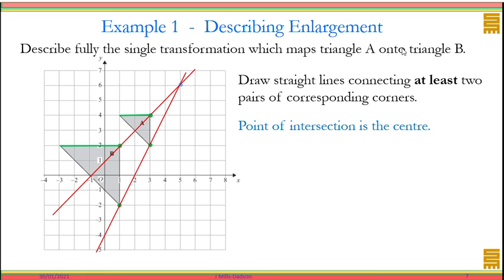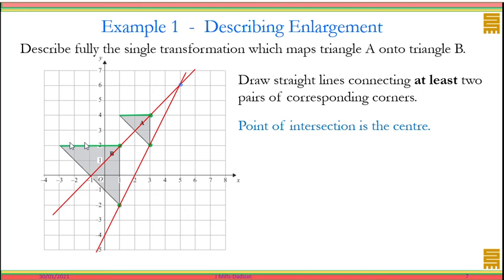This is where I need to be careful. The order is A to B. This is the image and this is the object. A to B. To find the scale factor, divide the image by the object. So pick a side of the image and divide by the corresponding side on the object. That answer gives you the scale factor. That's why I highlighted with a green line. That's what I'm going to use to compare.